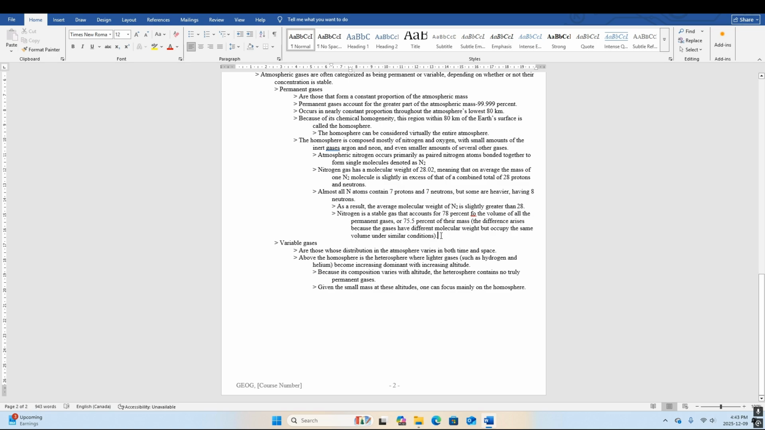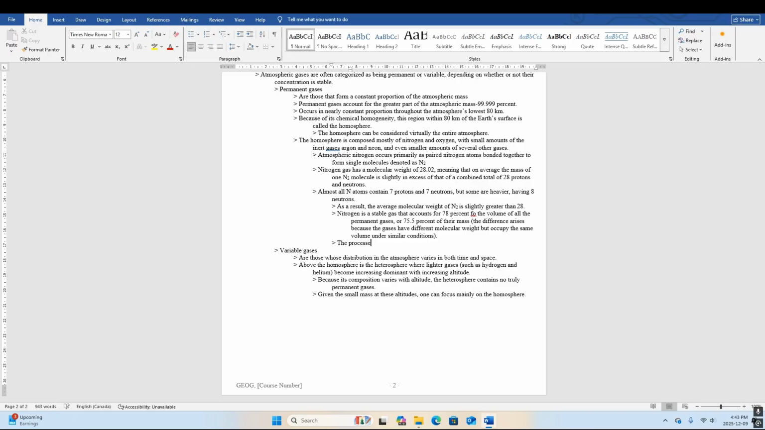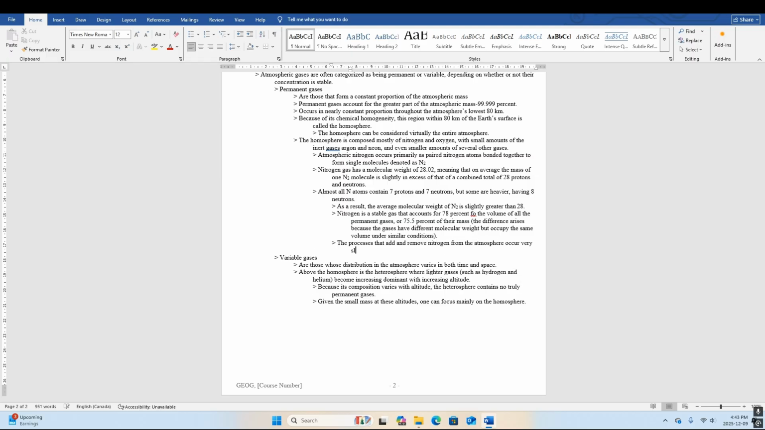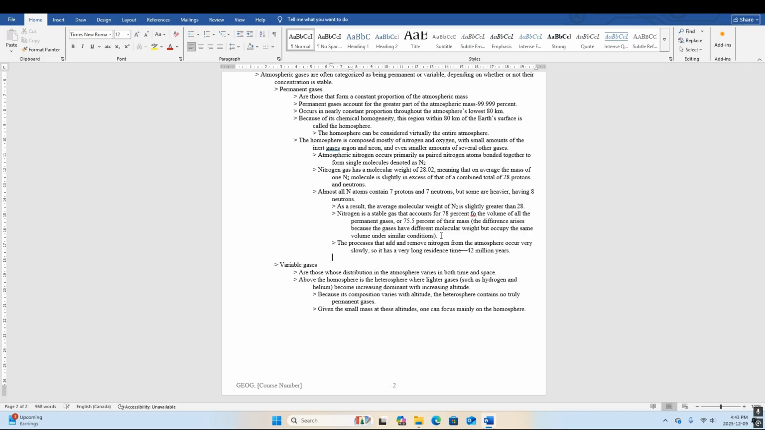The processes that add and remove nitrogen from the atmosphere occur very slowly. It has a very long residence time, 42 million years.